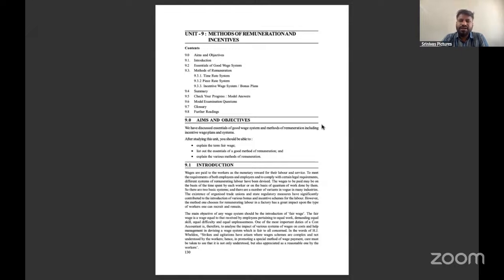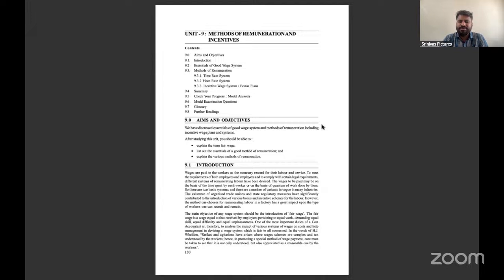Today we are talking about labor, the calculation of methods of remuneration and incentives of the labor. Remuneration means whatever service is rendered by the workers, whatever amount we pay to them for that is the remuneration. For the payment of remuneration there are different methods we follow: the time rate system, piece rate system, and incentive wage rate systems. What is the meaning of time rate system? What is the meaning of piece rate system? What is the meaning of incentive system? All that we are going to learn in block three.